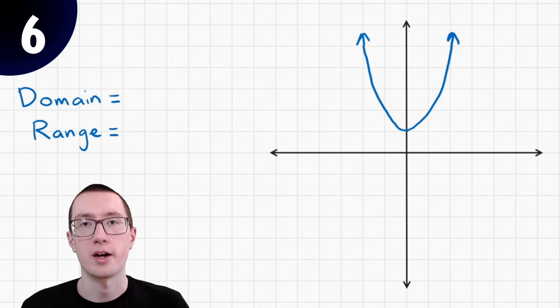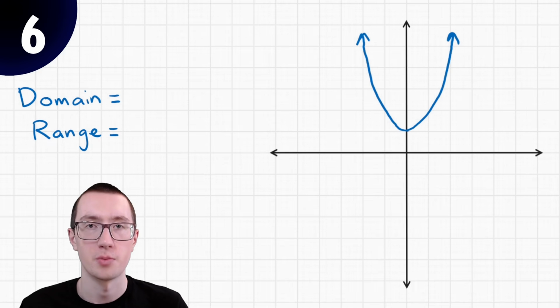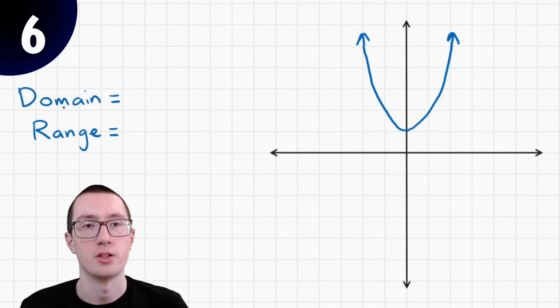So let's go back to the graph and talk about domain and range. If you've done any sort of graphing problem in algebra, you've probably been told that you need to find the domain and range of the graph. But what do those even mean? Well, here's the easiest way to think about it, in my opinion.